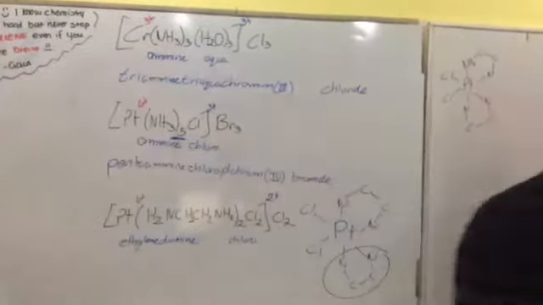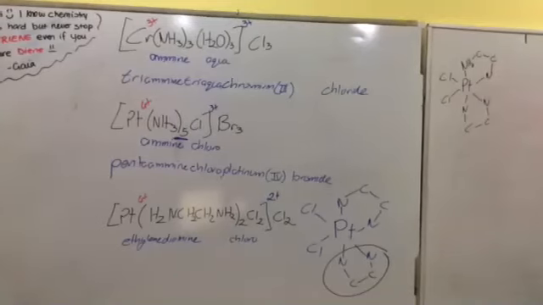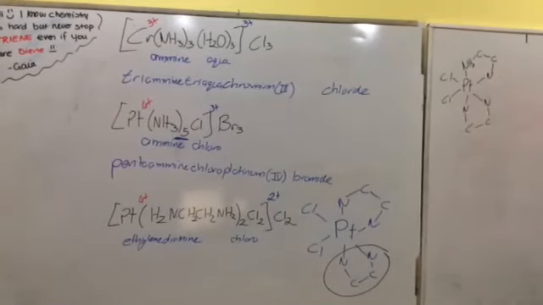Ethylene diamine. It's one of the groups that you need to know. Ethylene is when you have ethene, pretty much. Okay? Diamine because you then have the two amine groups at the end.